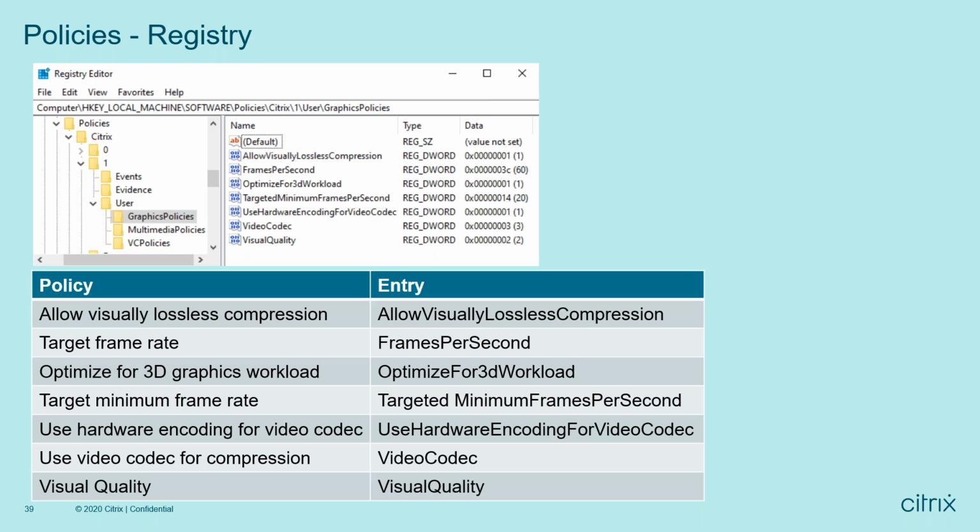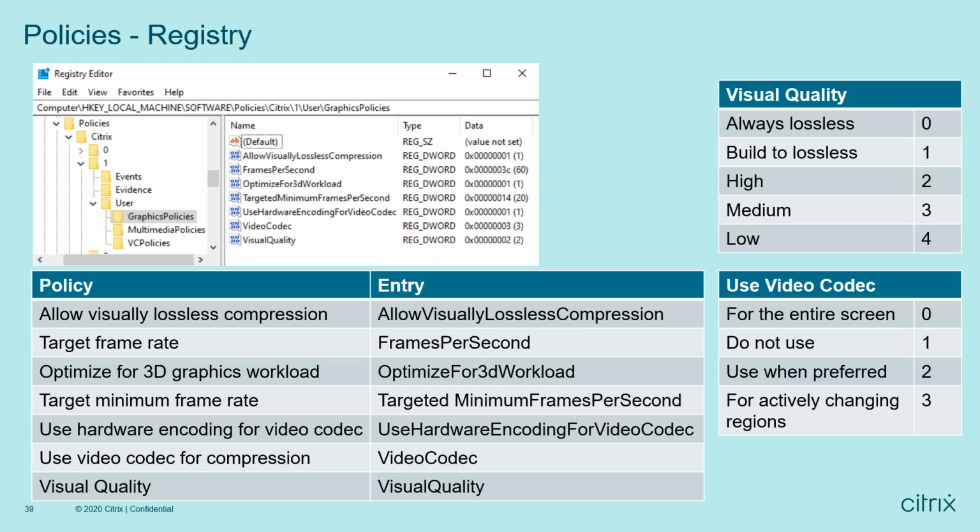Most of them are self-explaining, like frames per second. You see here the number of frames that are configured, or optimized for 3D workload, which can be just enabled or disabled. So disabled is 0, enabled is 1, and the same goes for use hardware encoding for video codec. But there are 2 other ones which have more settings, which are visual quality and use video codec for compression. So visual quality has 5 settings: always lossless, visually lossless, high, medium, or low. And depending on the selected setting, it's 0 to 4.